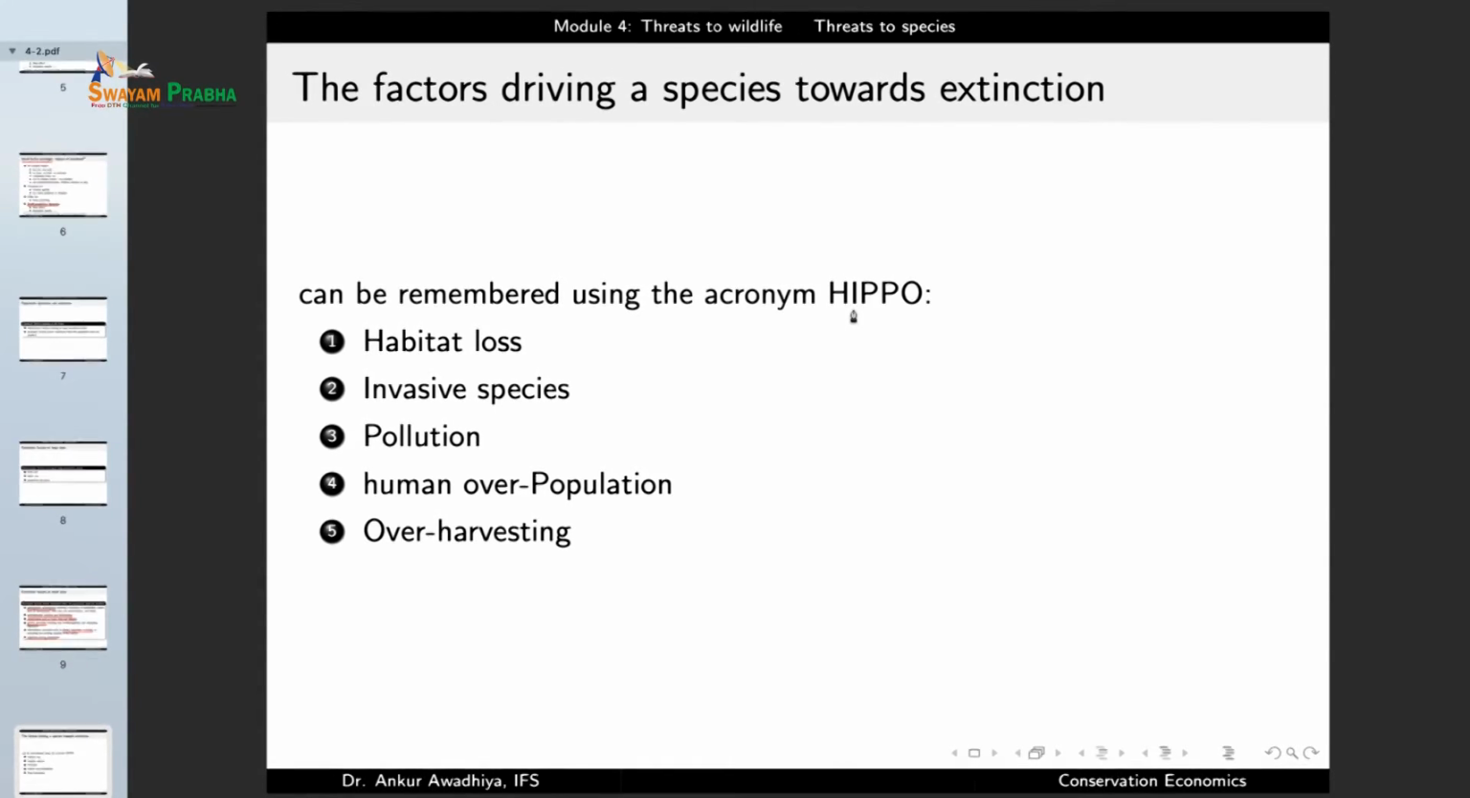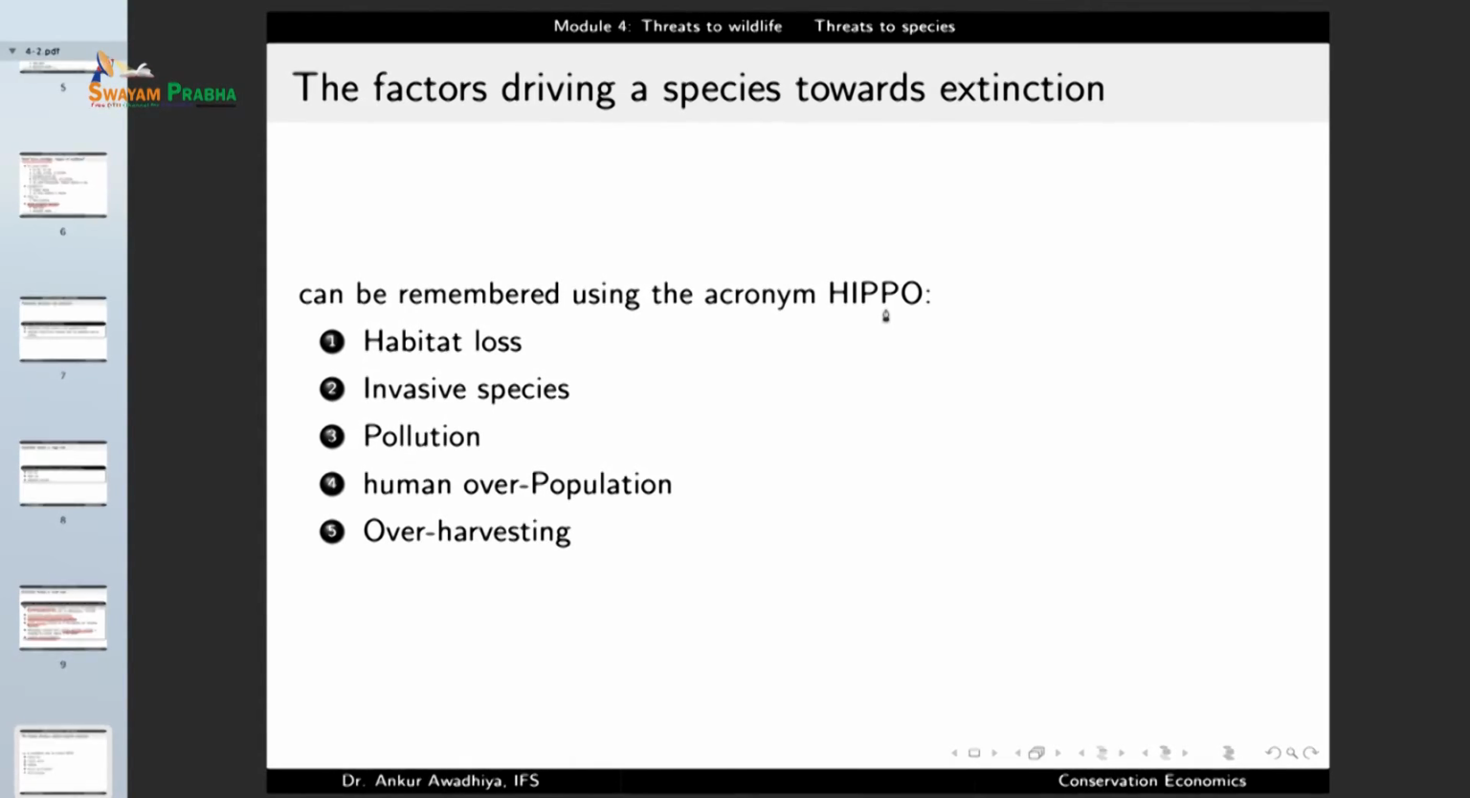I refers to invasive species. So invasive species, if they come to the habitat of your species of interest, can lead to the degradation or loss of the habitat. Next is pollution. So pollution reduces the quality of the habitat, because of which it is unable to support a large number of individuals. The next P is human overpopulation.